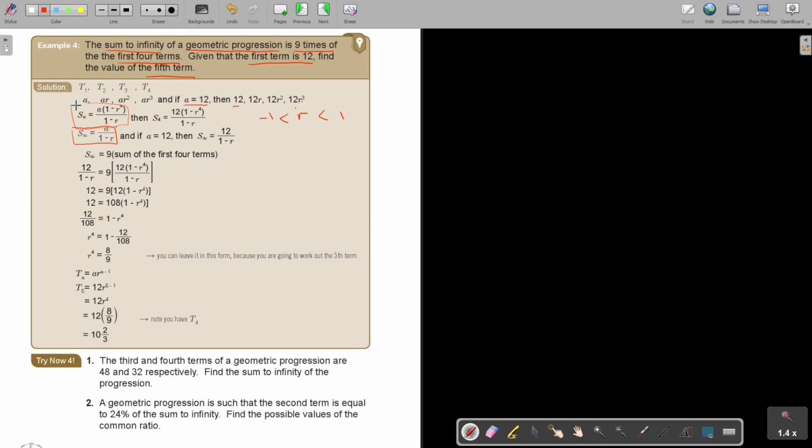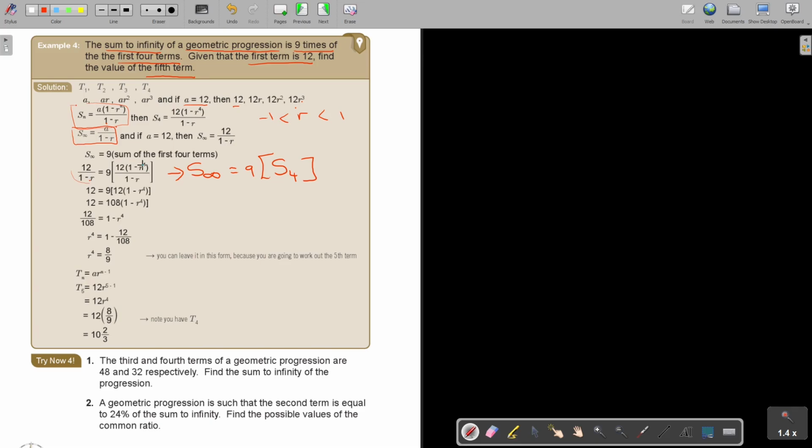Okay, so let's start with the statement. The sum to infinity is 9 times the first 4 terms. So it means the sum to infinity is 9 times S4. Maybe I can just put an arrow indicating that. Okay, so I put the 12 over 1 minus R, and I don't have R, equals 9 times 12 times 1 minus R to the power of 4, over 1 minus R. So I just put what I have.